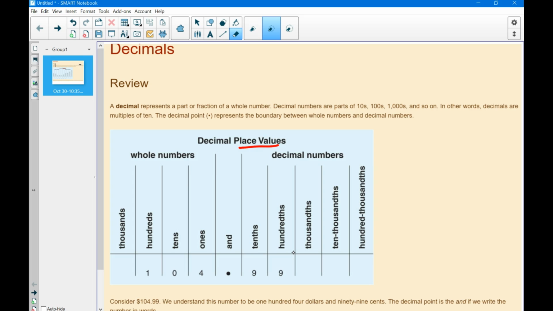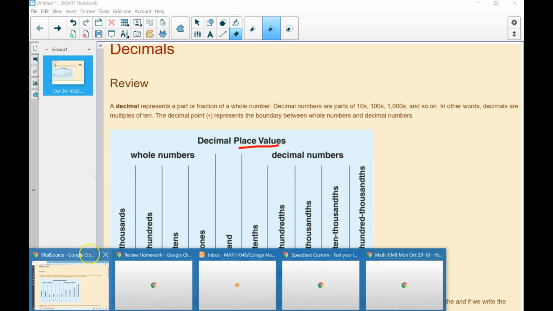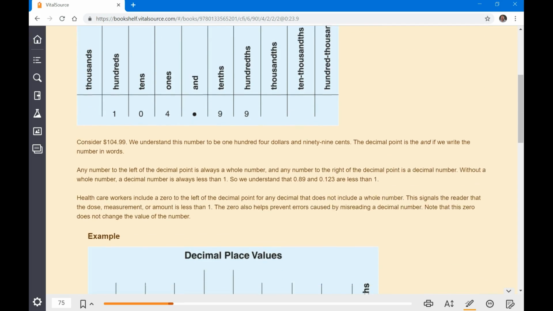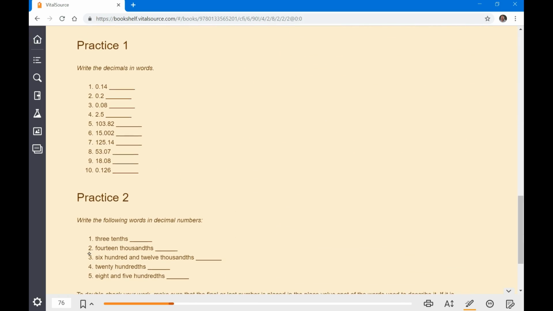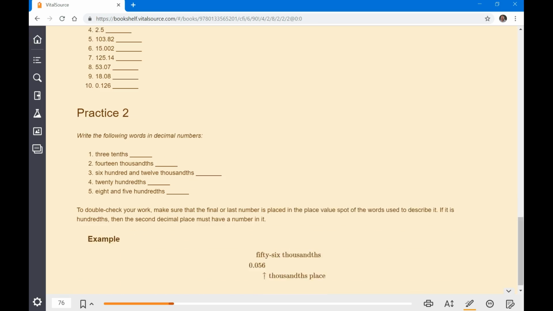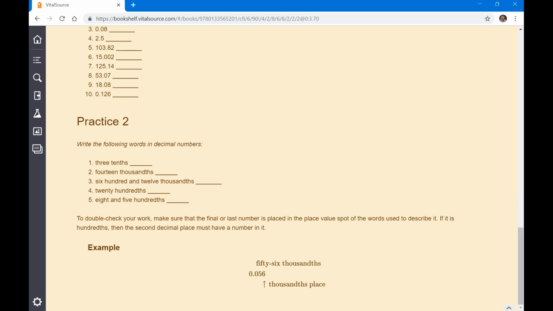The book goes on to talk about writing decimals in words. I think that's pretty common sense, so I'm not going to spend much time on that. If you know the place value, you can determine how to say this in words or in numbers. If you have any trouble with it, come see me, but I don't think anyone's going to have any problem with that. So I want to move right into the next section, which is rounding.